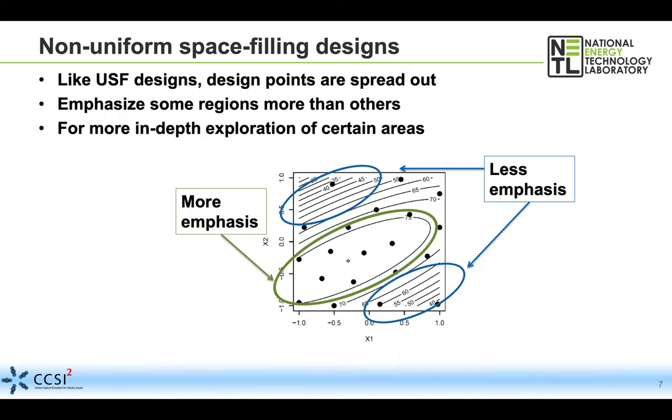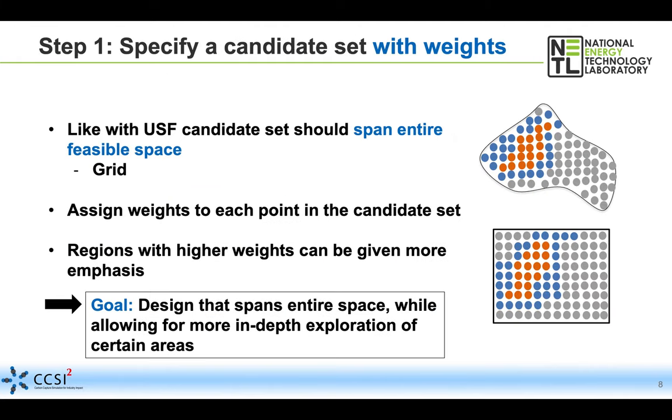In this figure, the design points are spread out throughout the square region of interest, but in a way that we're collecting more information in the middle of the space, circled in green, than around the edges in blue. So again, we've just dialed up the emphasis in that green region, but we're still getting some information throughout the whole space, and that's exactly what non-uniform space filling designs allow us to do.